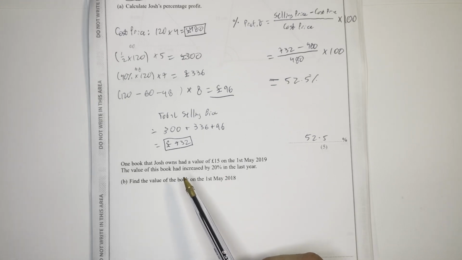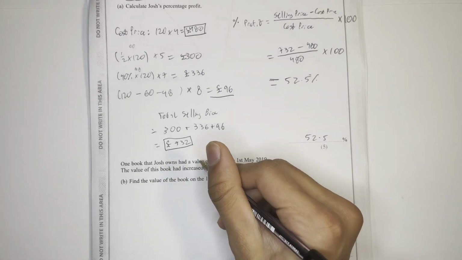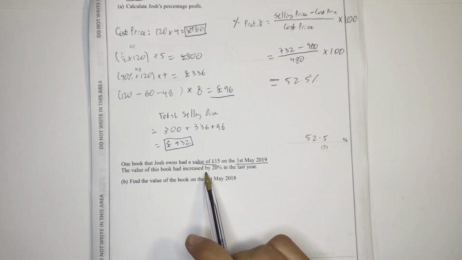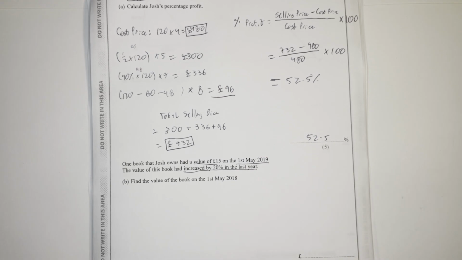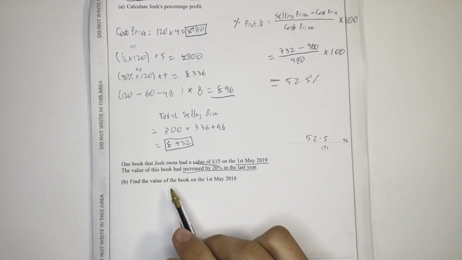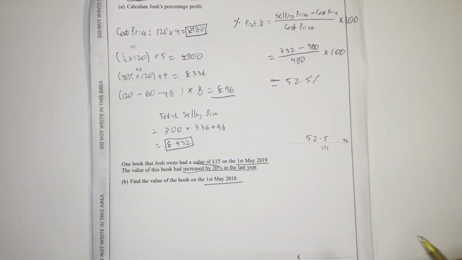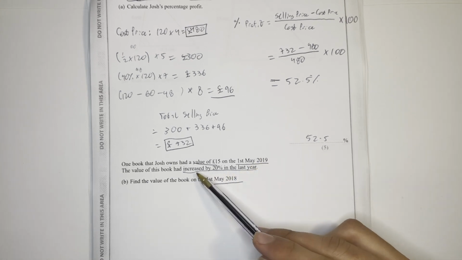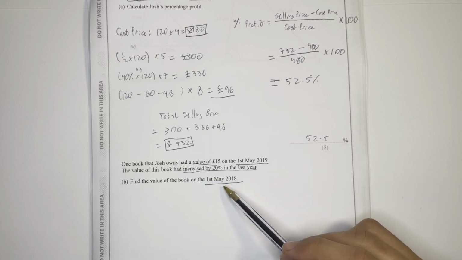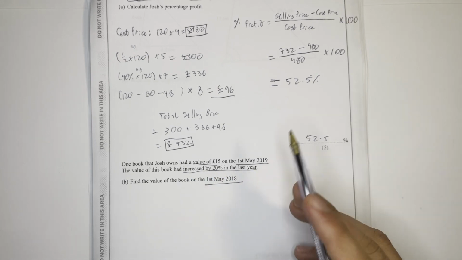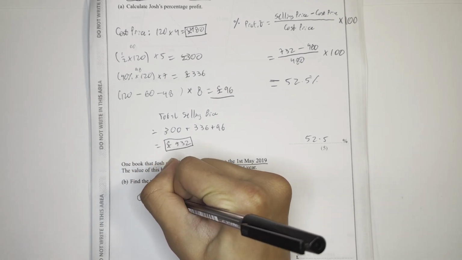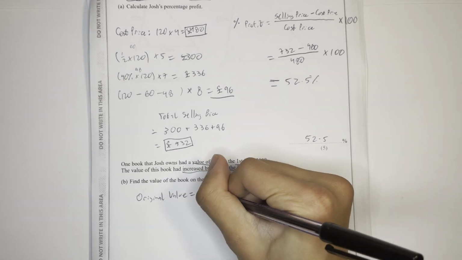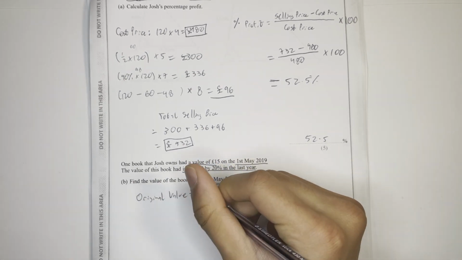The next part of the question tells us that one book that Josh owns had a value of £15 on the 1st of May 2019, and the value of this book had increased by 20% in the last 1 year. And we want to find the value of the book on the 1st of May 2018. So the 1st of May 2018 to the 1st of May 2019 is 1 year. So we know that this has increased by 20% since this date. And we want to find the value of the book on this date, also known as the original value, before any change.